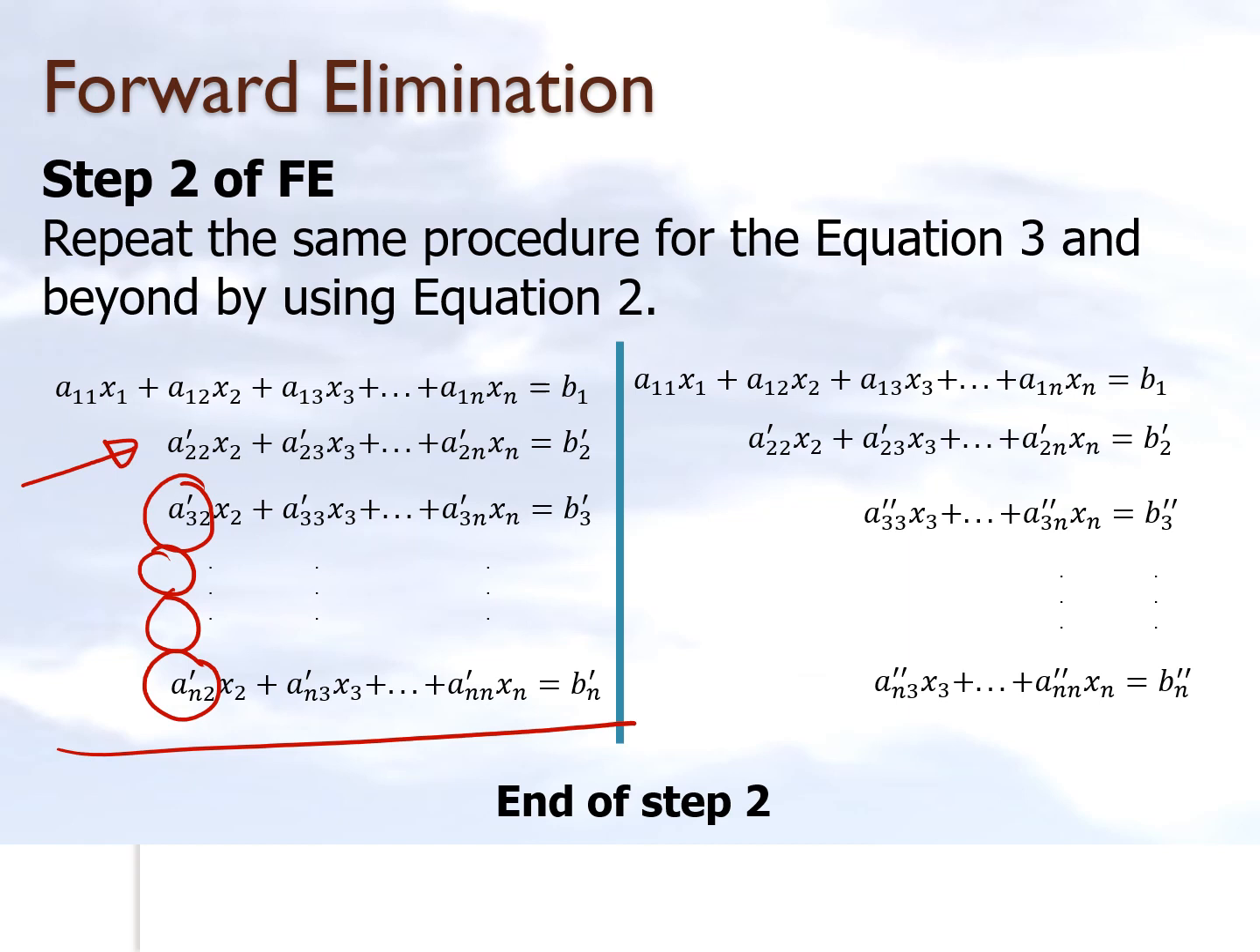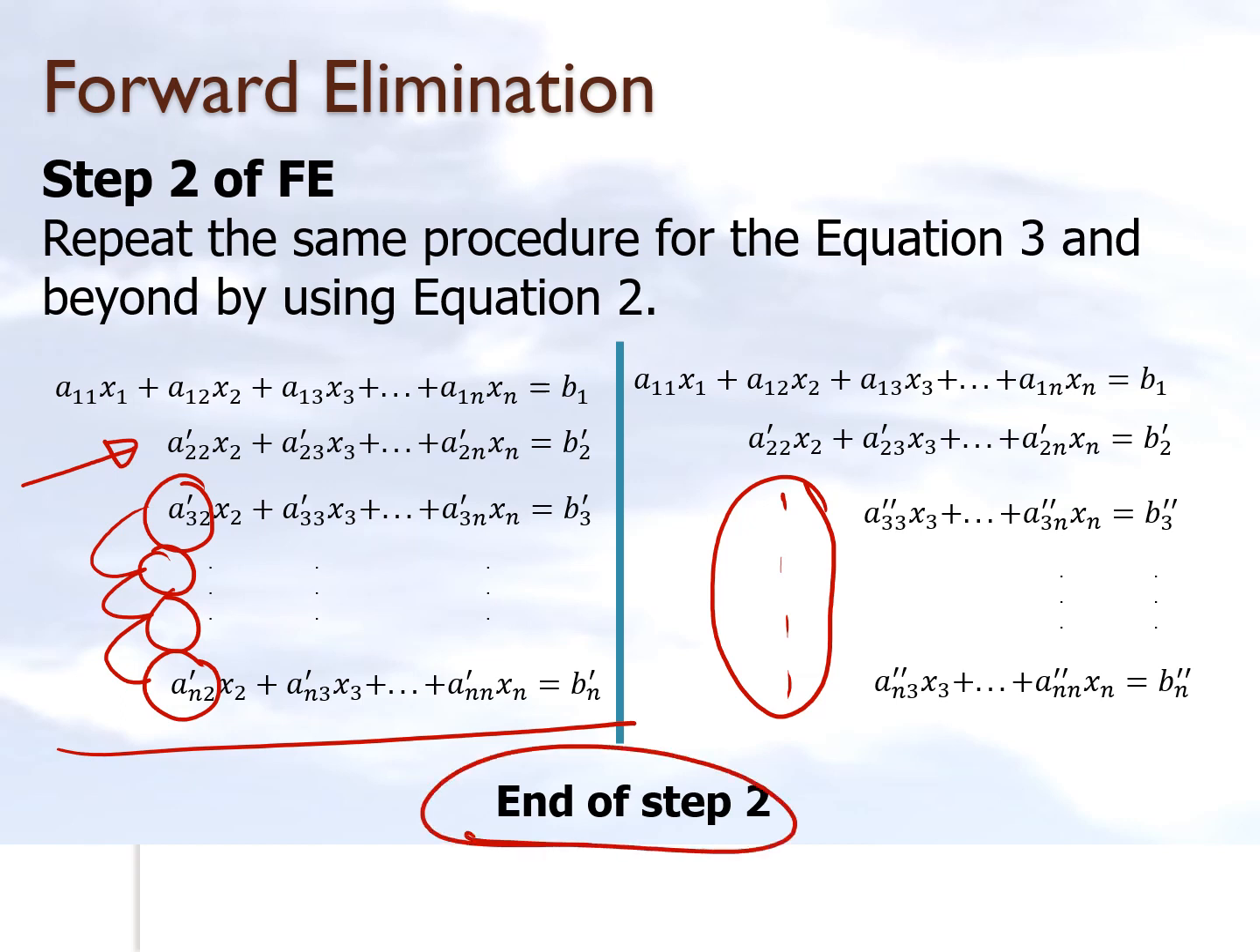So what's going to happen is that all of these will be made 0 by the same procedure as we learned in step 1. So all of these quantities are basically 0. So you have 0x2, 0x2, 0x2 going on all the way down here. And that's the end of step 2.